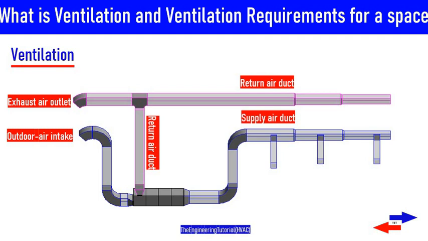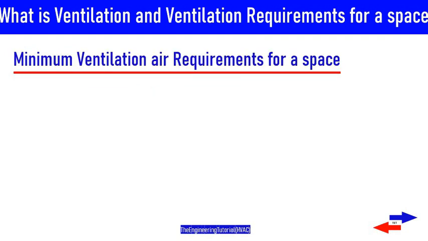The outdoor air must be cooled and dehumidified before it can be delivered to the space, creating an additional load on the air conditioning equipment. So you shouldn't depend on infiltration air to satisfy the ventilation requirements of a space.